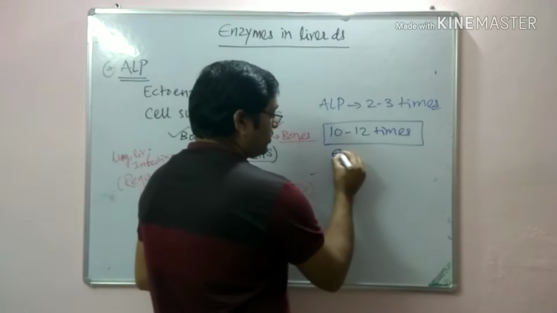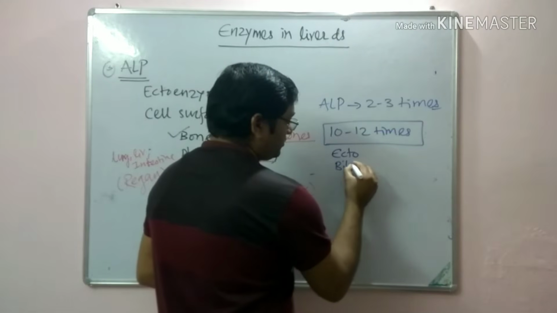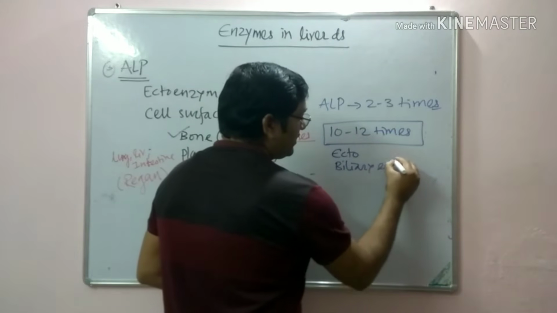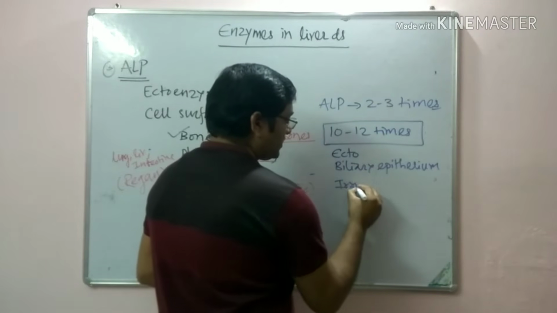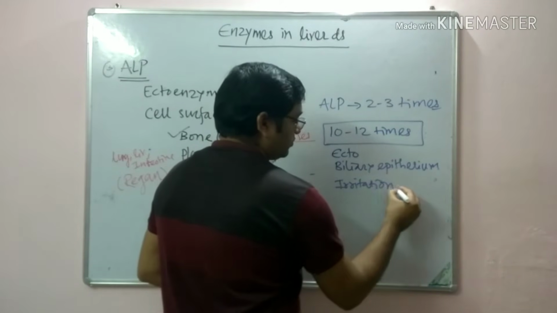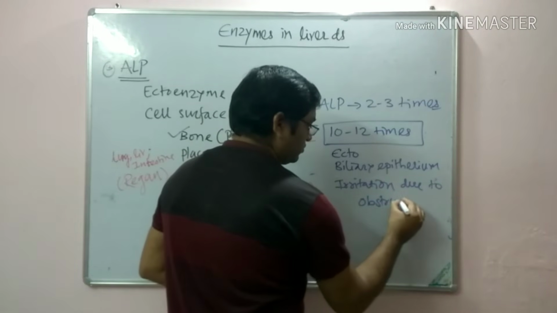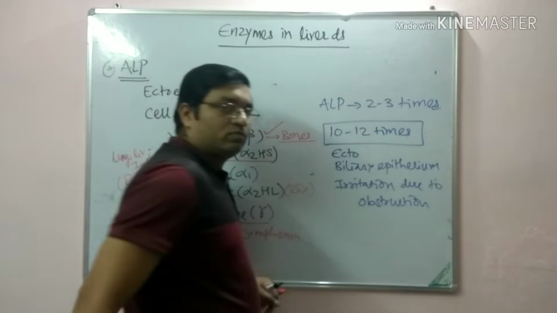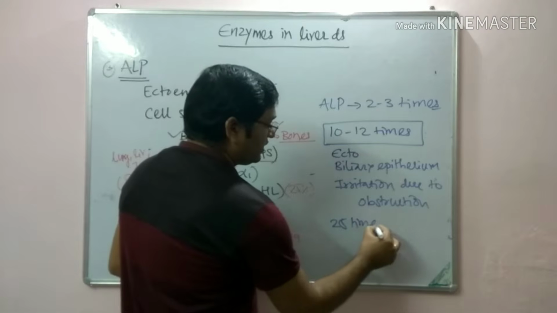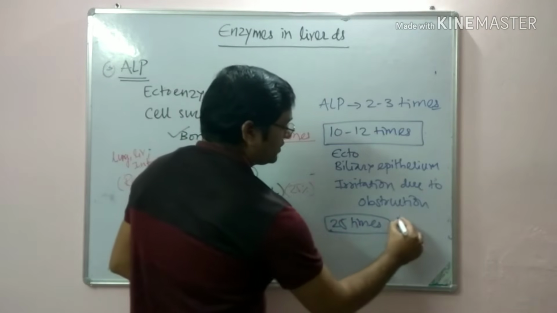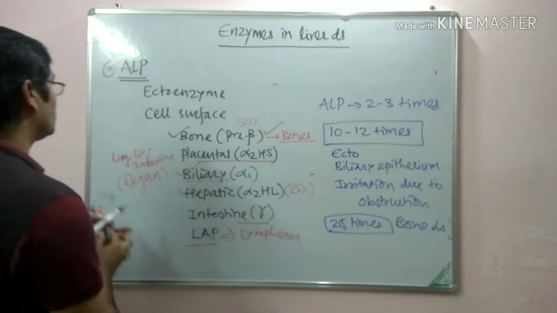So it is an ectoenzyme present on the biliary epithelium, released because of irritation due to obstruction to the bile flow. Okay, got it? And 25 times of the normal activity is seen in bone diseases. So this is about the alkaline phosphatase.